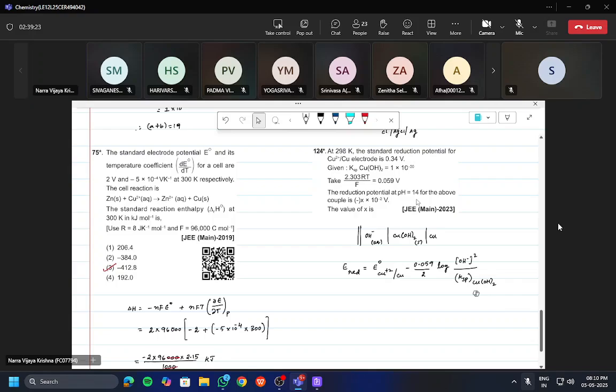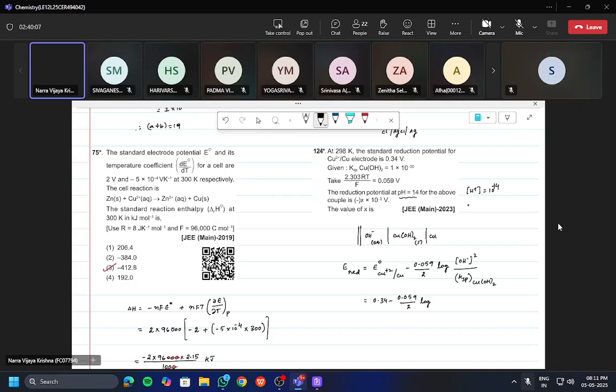What is the E naught value given? 0.34 minus 0.059 by 2 log. What did they give? pH equal to 14. Means what is pOH? 0? Then the concentration of OH minus is 1. Right? See, H plus is equal to 10 power minus 14. Accepted or not? The pH equal to 14 means H plus equals 10 power minus 14.